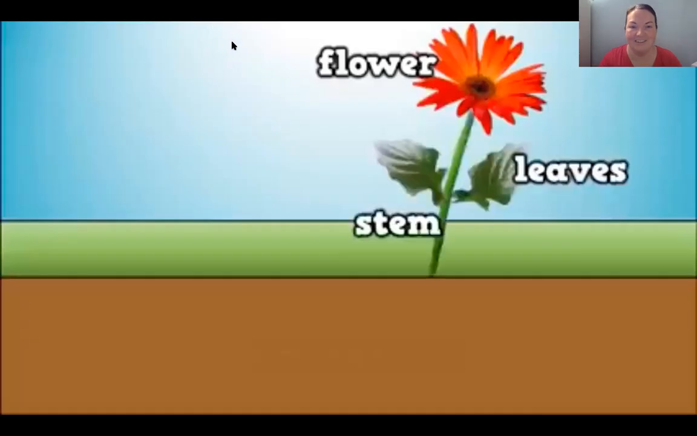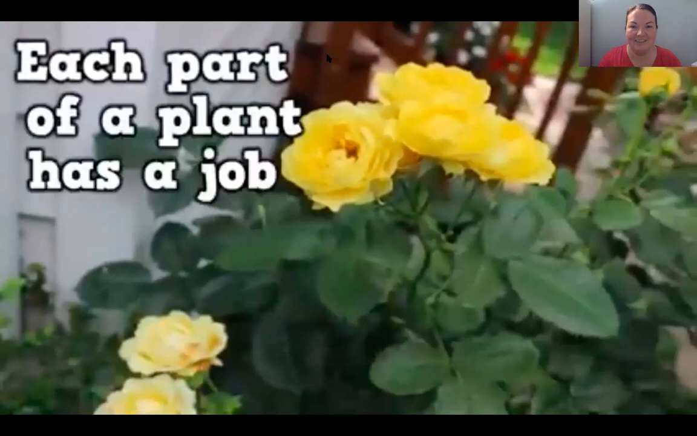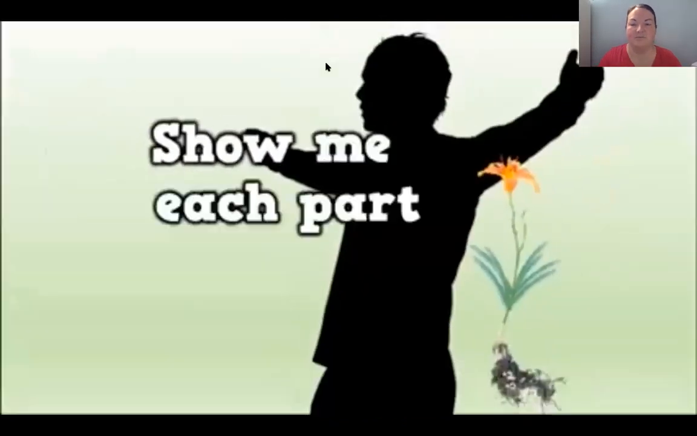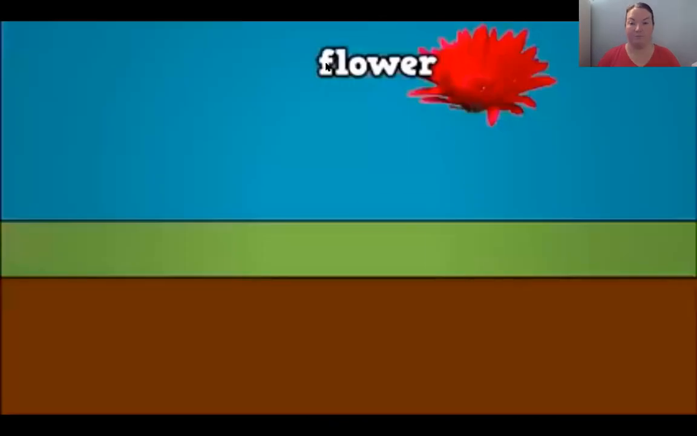Flower, stem, leaves, and roots. Each part of the plant has a job to do. Show me each part as you sing this too. Flower, stem, leaves, and roots.